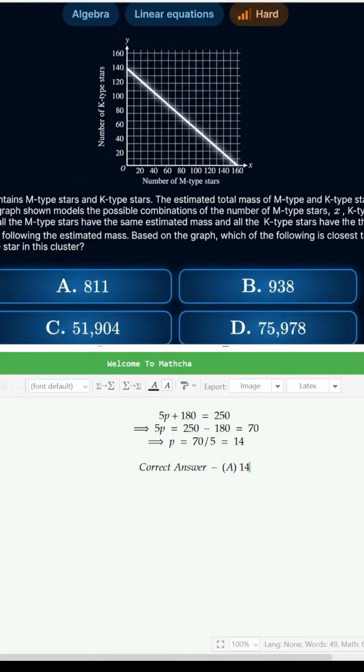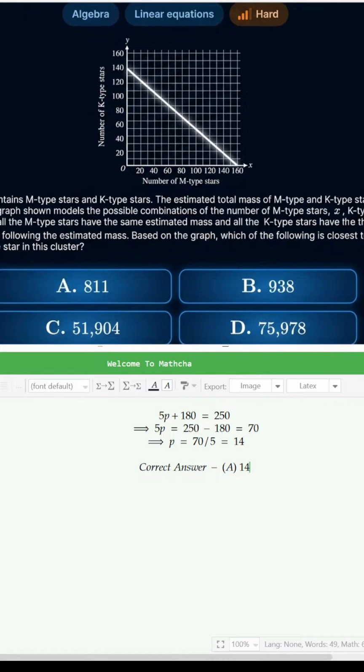So in this question we are given a graph between number of m type stars and number of k type stars. The statement is that a certain open star cluster contains m type stars and k type stars, and the estimated total mass of m type and k type stars in the open cluster is 127,882 quetagrams.